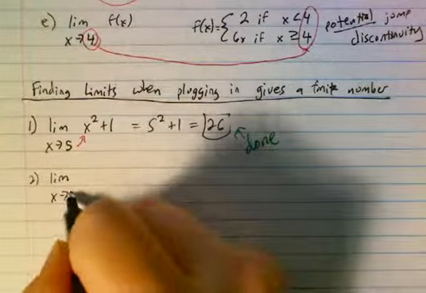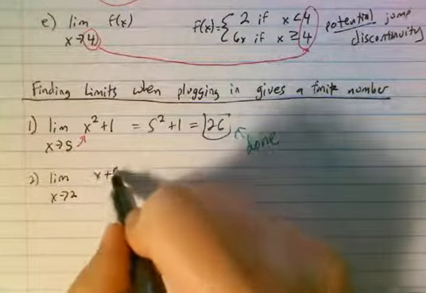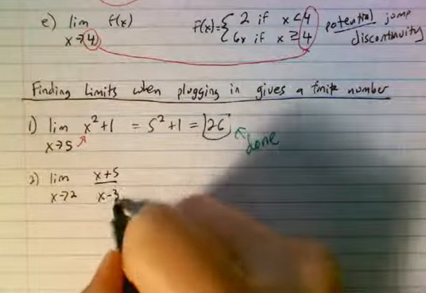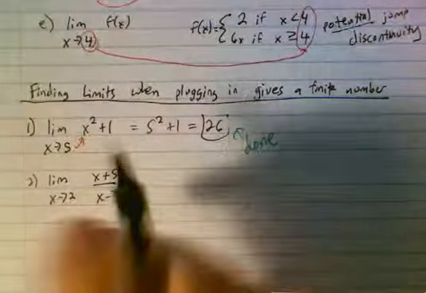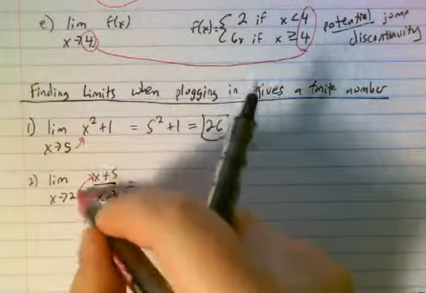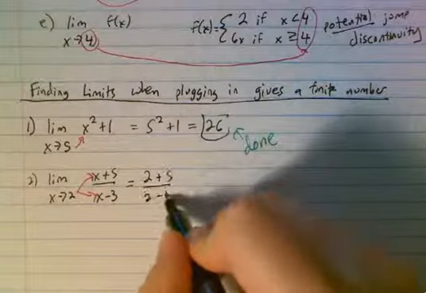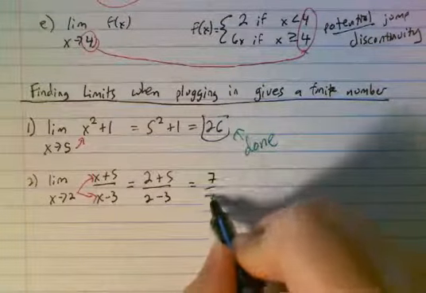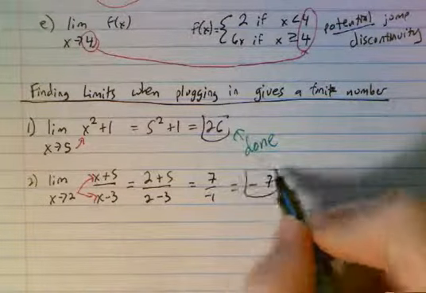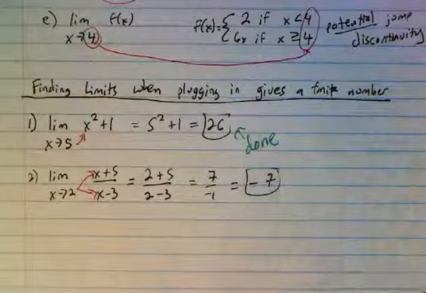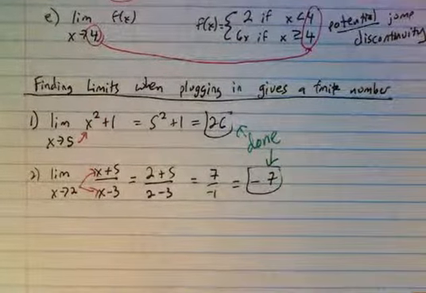Limit as x approaches 2 of x plus 5 over x minus 3. So all I'm going to do is plug that 2 in for x. Yep, really is that easy. We're done.